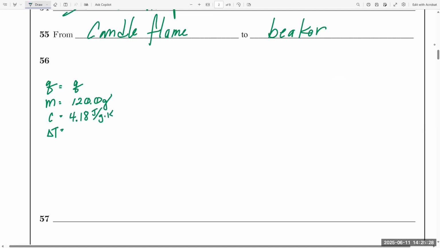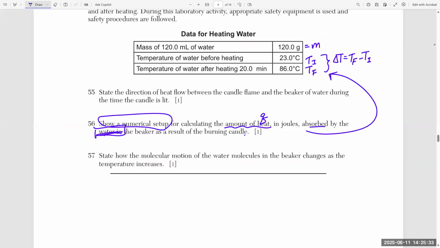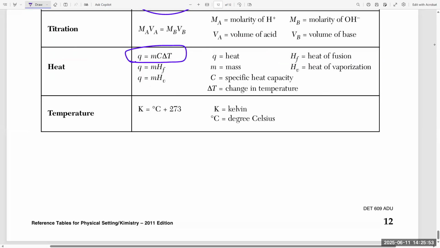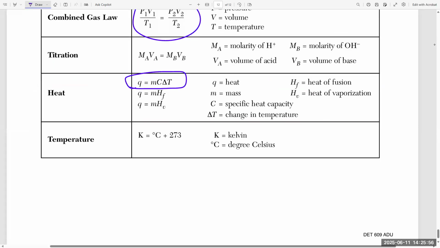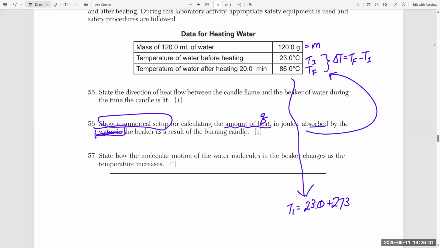And our delta T was what? Remember, by looking at it, we know it's in Kelvin, so we can't use this. So we've got to convert this over to Kelvins. T initial is 23.0. How do you get to Kelvins? Plus 273. If you don't know, look what they make you do. Go all the way back again. They're trying to waste your time. And it's right here. So don't fall for that. Try to memorize it. All right, so that gives me 296.